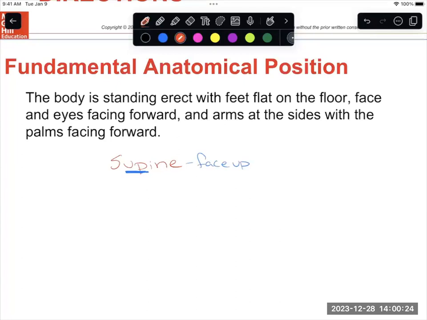When a person is lying flat on their belly, they are prone. When the palms are facing backwards, the forearm is prone. I look at prone, it has the word on in it. So they are face down or on their belly is another way to remember some of those terms.